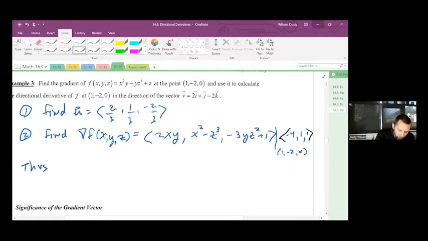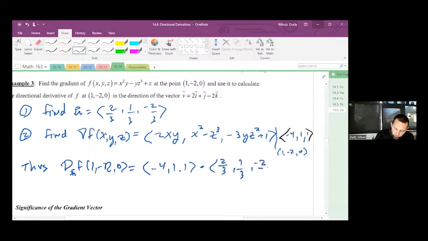So thus, the directional derivative of f in the direction of u at this point, 1, -2, 0, will equal -4, 1, 1, dotted with 2/3, 1/3, -2/3, which would be -8 plus 1 minus 2, 9 over 3, which is just 3.